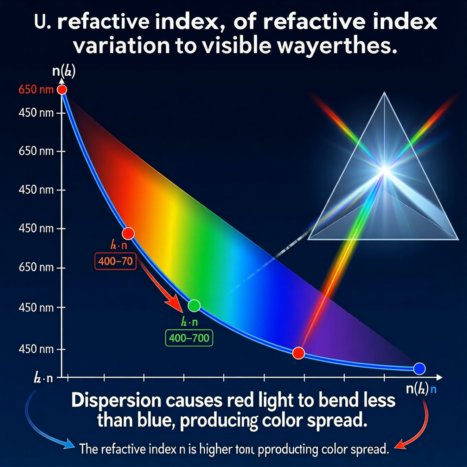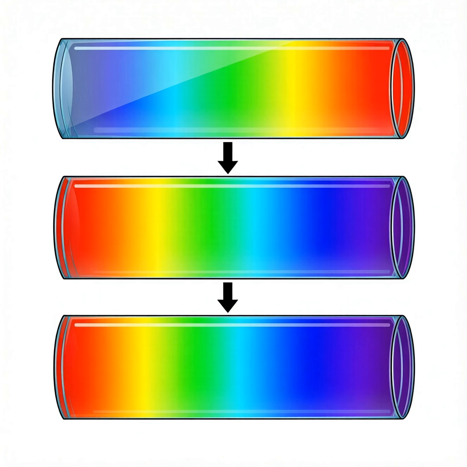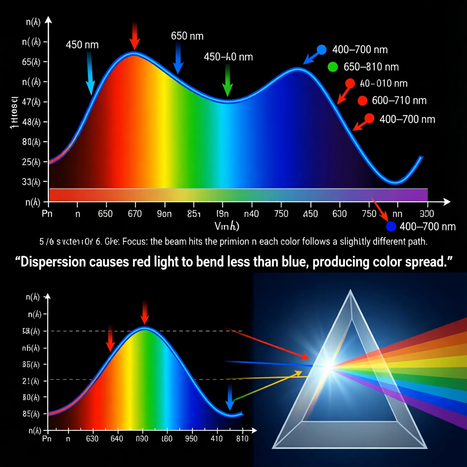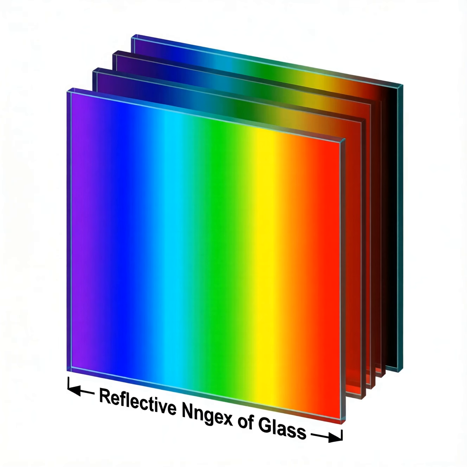The angle between the emerging beams is called the dispersion angle. Dispersion is why we see rainbows after rain and in glasses. In everyday lenses, small amounts of dispersion can cause chromatic aberration. Optical designers counter this by using achromatic doublets or special glass mixes. A crown glass example shows n decreasing from about 1.55 at 400 nm to 1.51 at 700 nm. This small change is enough to separate colors by a few degrees, visible as a faint spectrum on the other side of the prism.